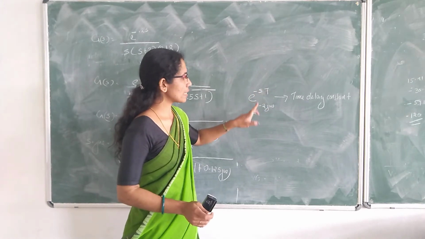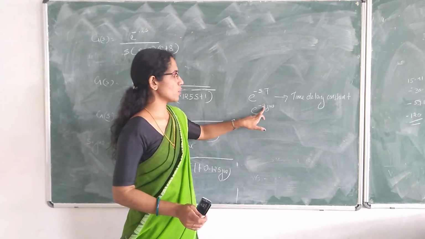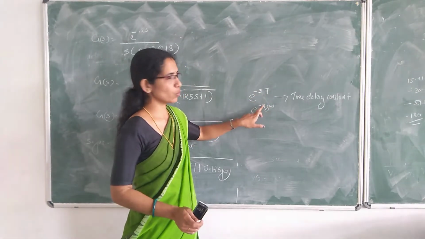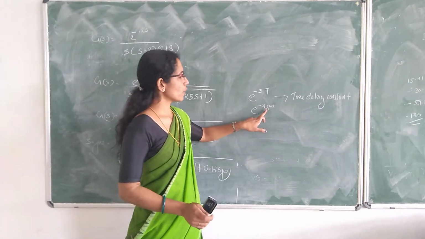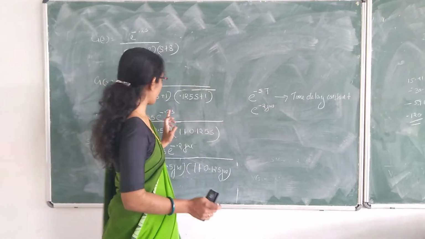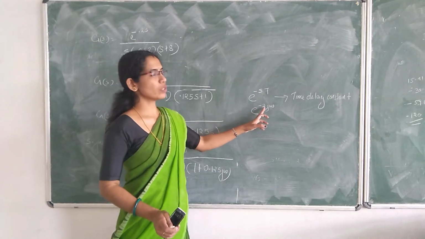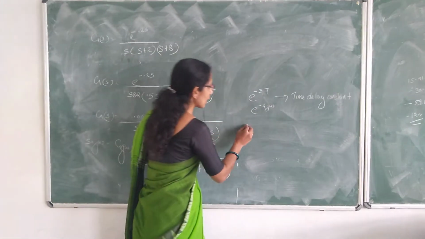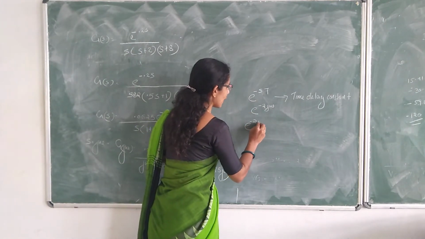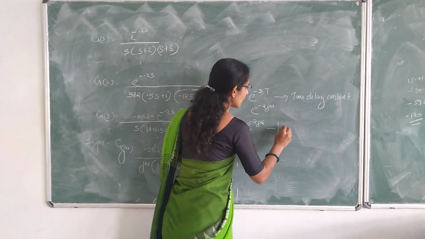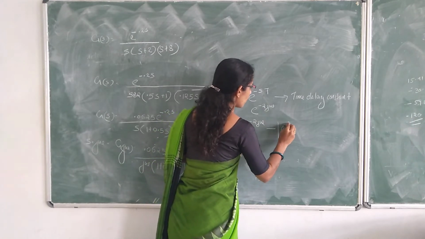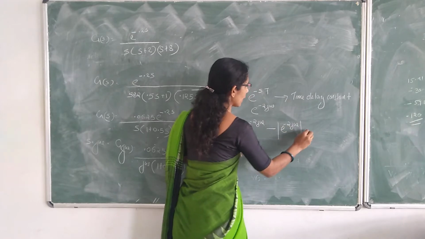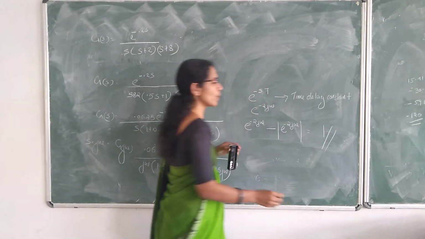e raised to minus st, in this form here, is e raised to minus 0.2 j omega. What is t? t is 0.2, and s is j omega. So e raised to minus 0.2s is e raised to minus 0.2 j omega. The magnitude of e raised to minus 0.2 j omega is equal to 1. Its magnitude is always 1.